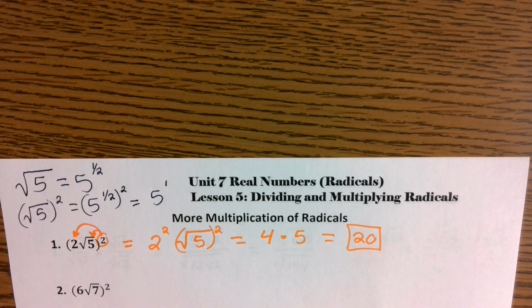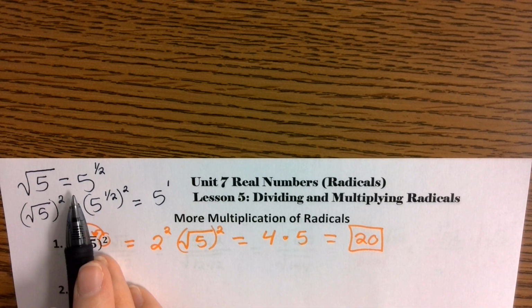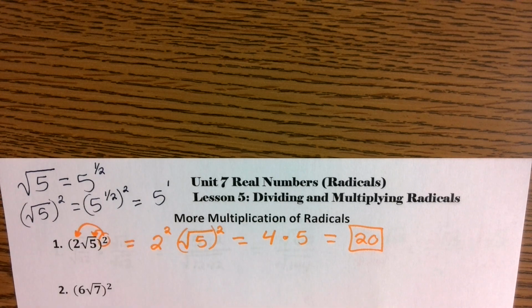Okay, so the opposite of a root is the square. Square root and square are opposites of each other. They undo each other. They make it as if they never existed, and you're just left with the radicand.